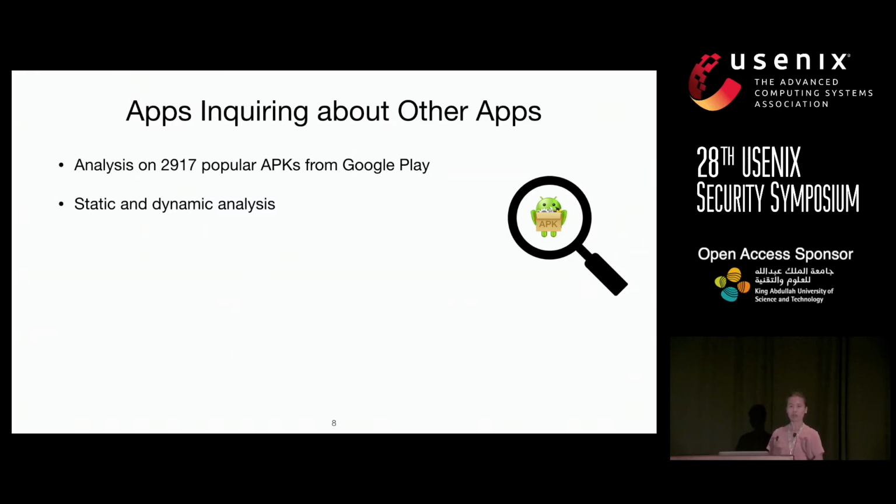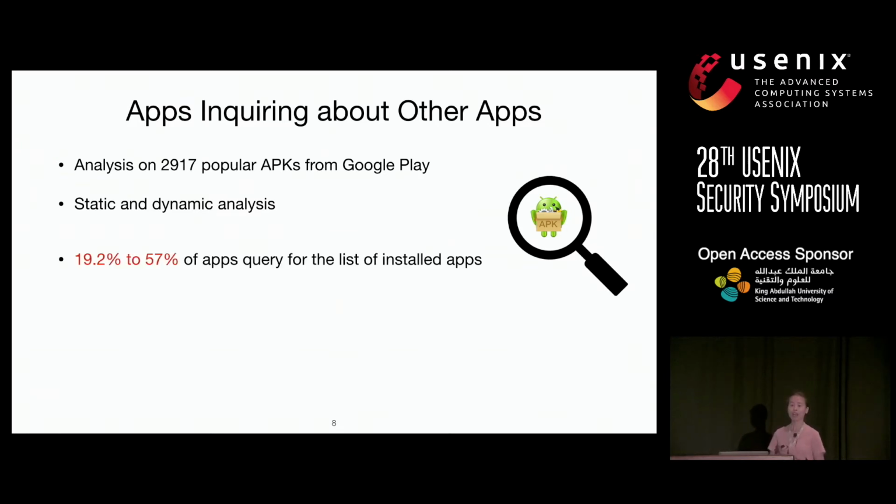So in particular, we focus on the two methods that directly return the list of installed apps. As I mentioned before, getInstalledApplications and getInstalledPackages. And the reason is because these two methods clearly show the intention of the calling app to fingerprint other apps, while other methods can have valid use cases. So consequently, the results that I show you here can be considered a lower bound on the number of apps that try to fingerprint other apps.